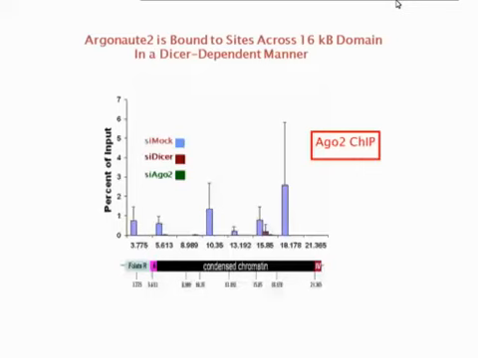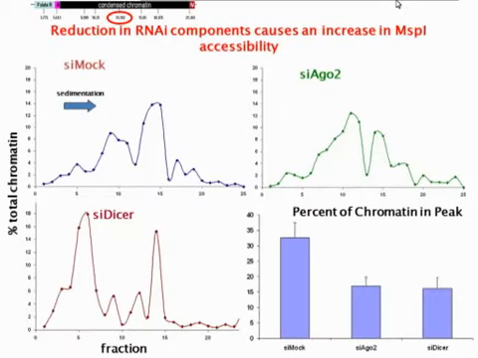And if we actually do a chromatin immunoprecipitation, we find that Argonaute is bound across this region, but it's Dicer dependent. If you knock down Dicer, then you lose Argonaute binding. And most interesting, if we now do the MspI digestion, what we find, best summarized over here, is that we also open it up to MspI. So in the control, about 35% of the chromatin is intact, but if we knock down Argonaute or Dicer, that drops in half. So again, that opens the chromatin.